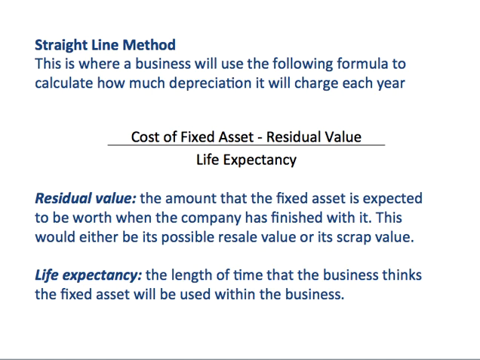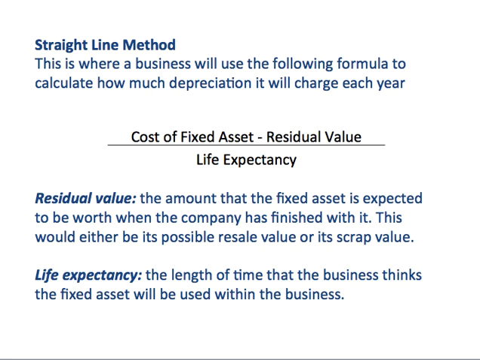So we use the straight line method. There are different methods to calculate depreciation, but you only need to know the straight line method for your exam. So it's the cost of the fixed asset minus the residual value, which is the amount that you could sell the asset for, or the resale value or the scrap value that you'll get for it, divided by the life expectancy of the asset.